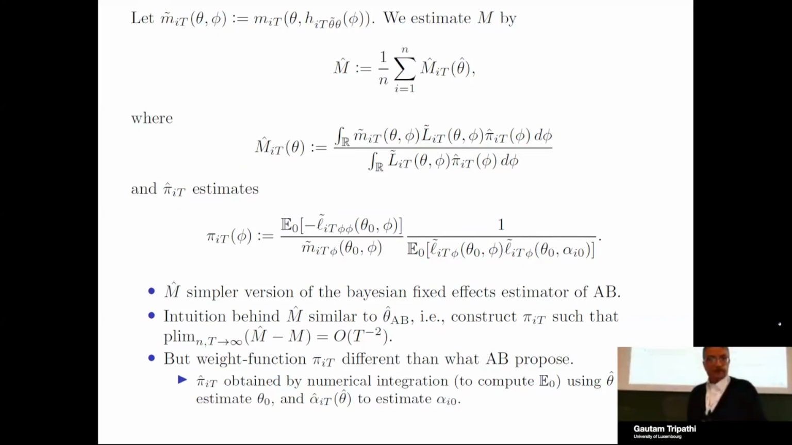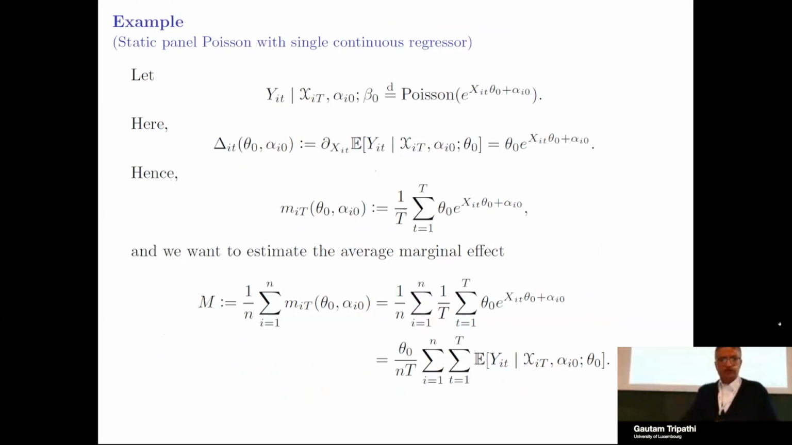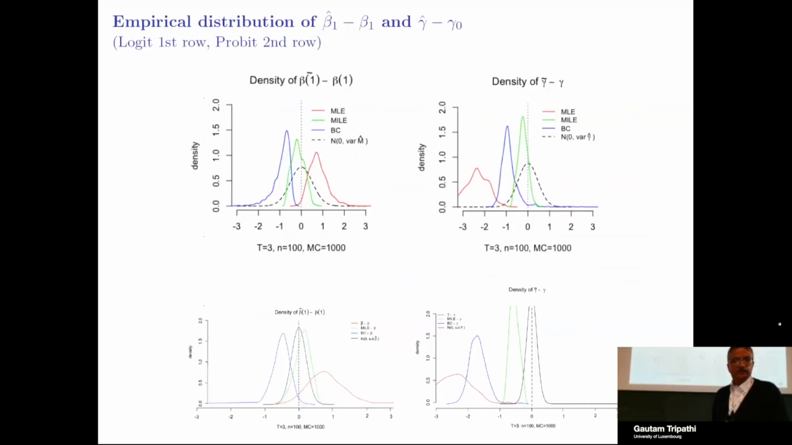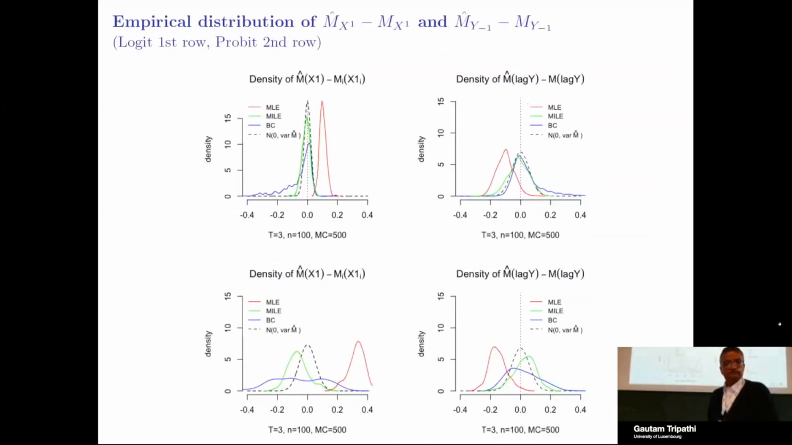Okay, so here's an example just to show you how this works in a simple setting. I'm just going to show you some pictures for the marginal effects, because it's almost done. You can compute the marginal effects for different kinds of regressors. X1 is a continuously distributed regressor. The top row is a logit model. The bottom row is a probit model.